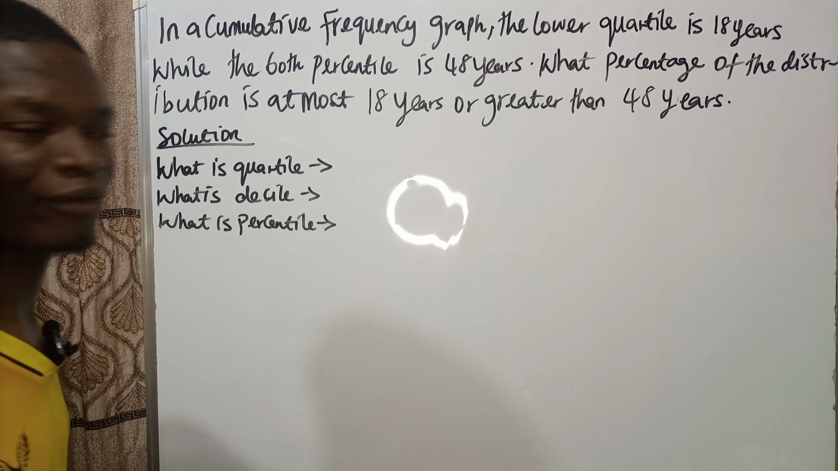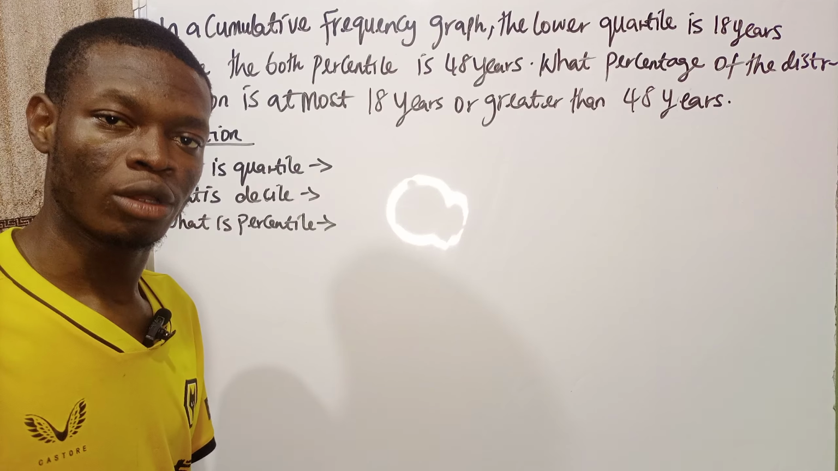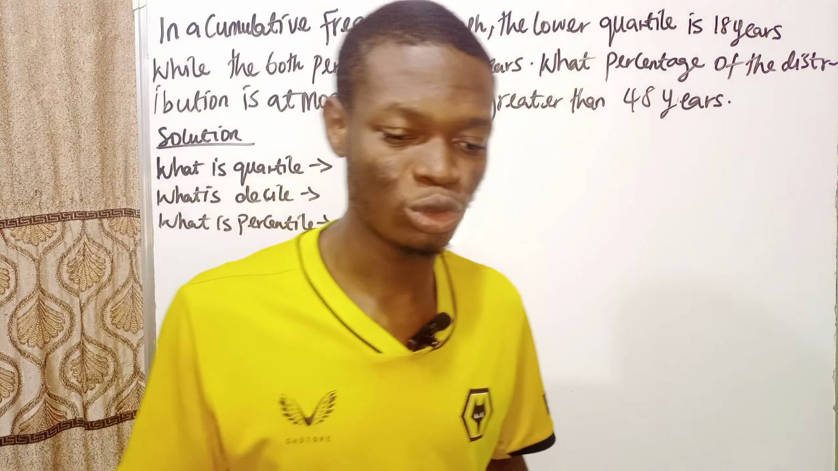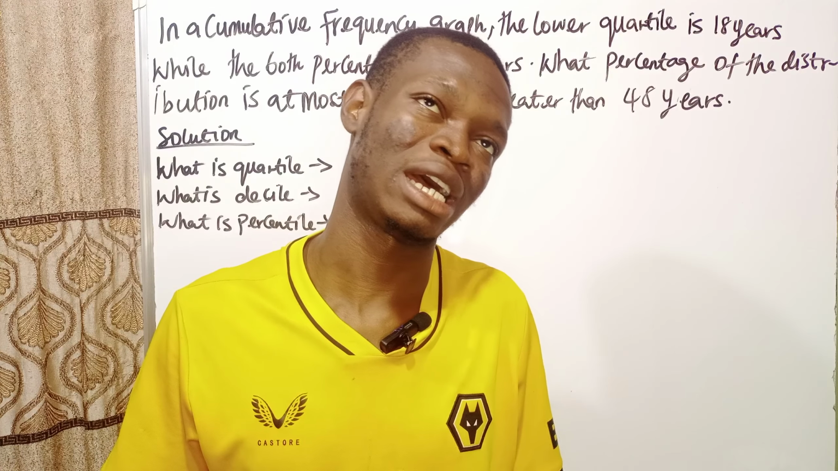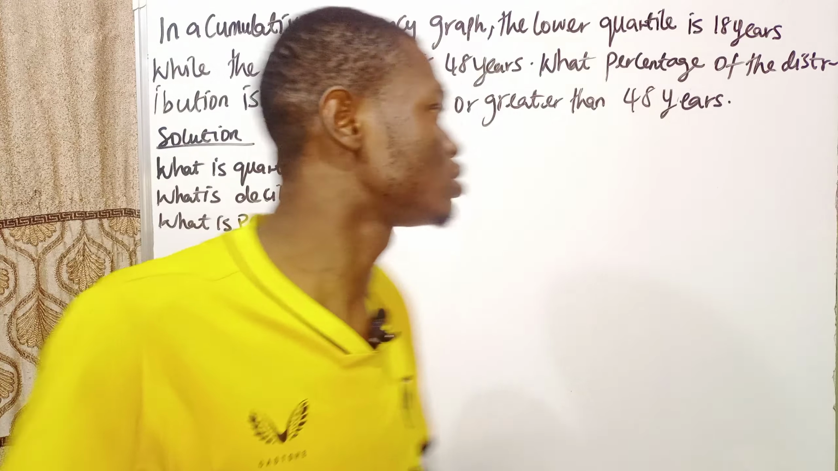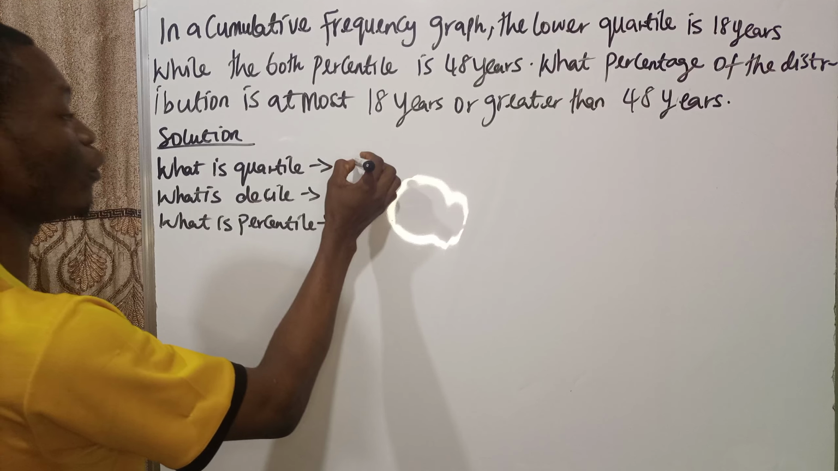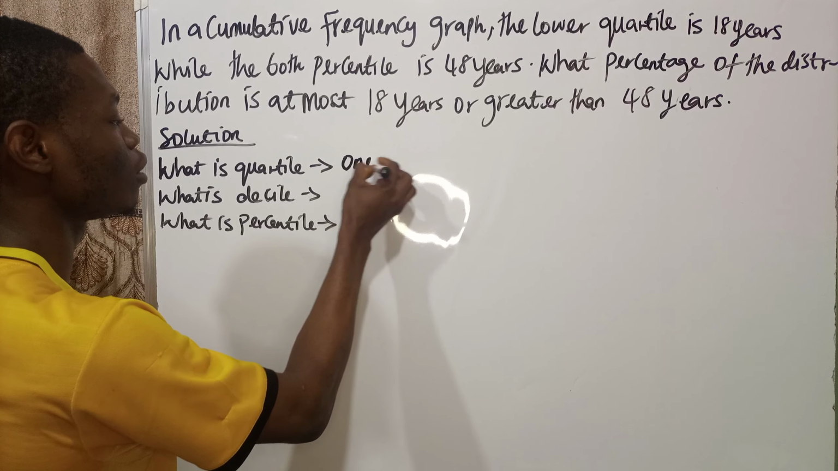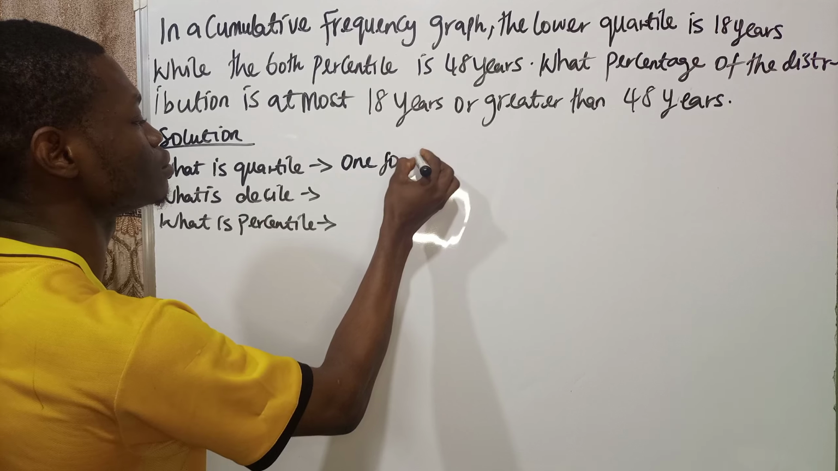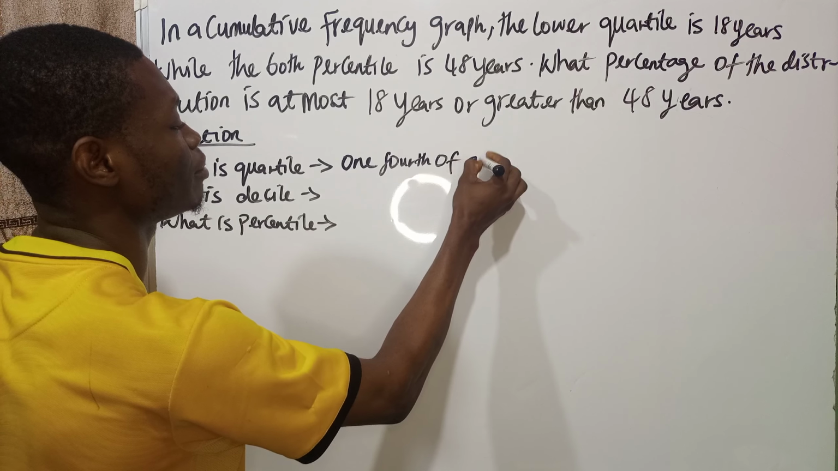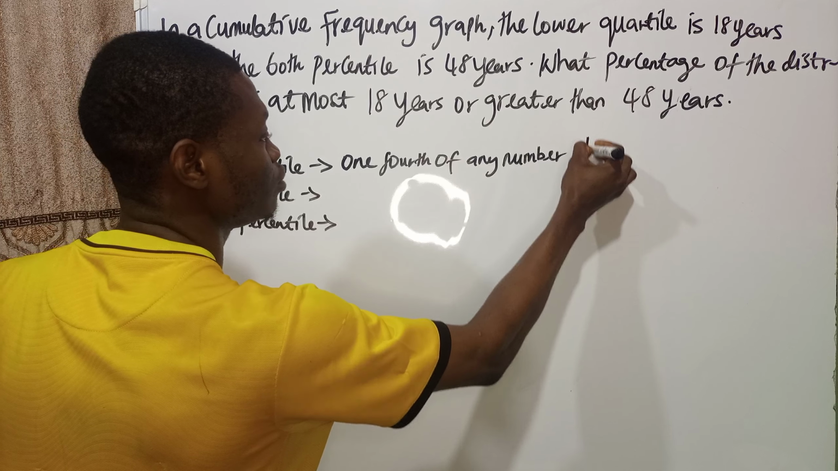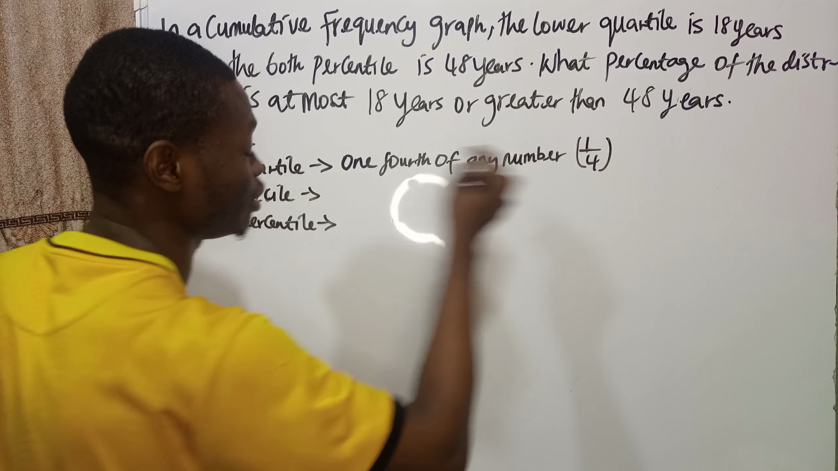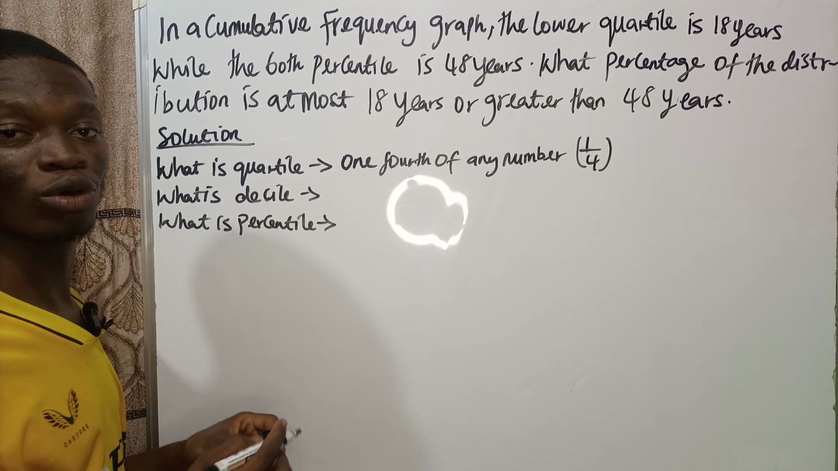Now, what is quartile? From the word quart. When we were small, we used to study French in our primary school: un, deux, trois, quatre. So quartile means four, which is 1/4 of any number. Now, what is a decile?